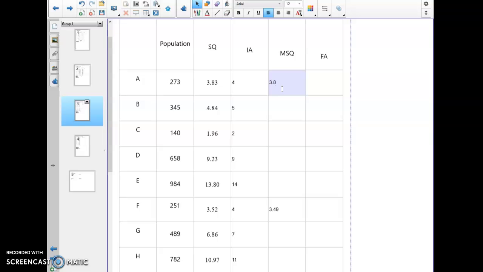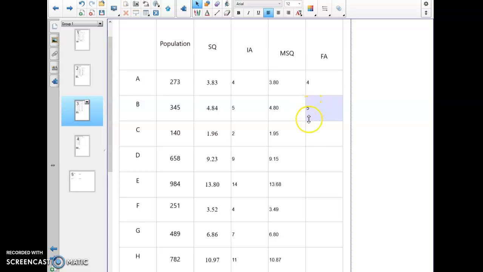When I divide all of these by my 71.91, I get 3.80. I get 4.80. I get 1.95. I get 9.15. I get 13.68. That one drops quite a bit, but still not going to catch the other one. 3.49 it stays. We get 6.80. And we get 10.87. And then we round normally for our final apportionment.